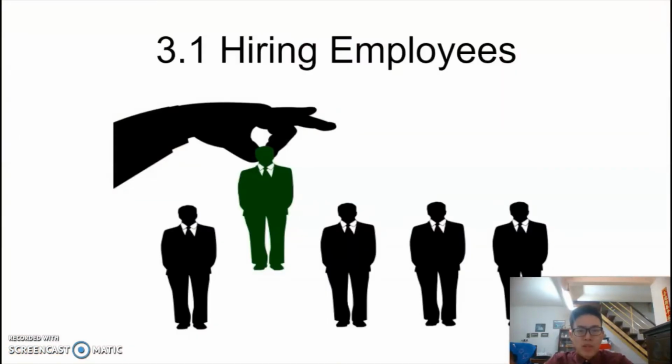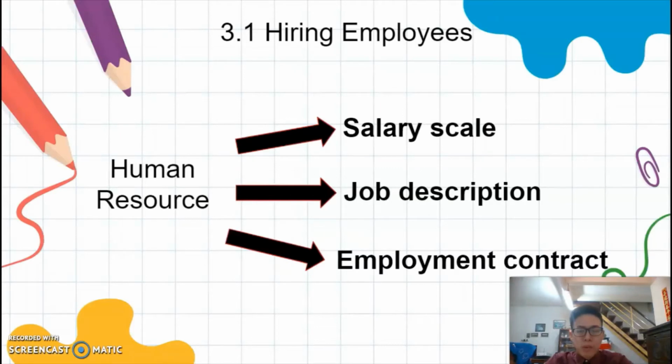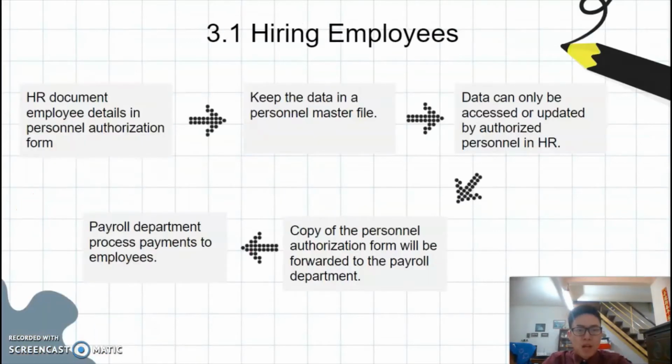So we move to the first part, which is hiring employees. In hiring employees, human resource will manage the salary scale of the employee, the job description, and the employment contract as well. Human resource will need to document employee details in a personnel authorization form. After that, they need to keep the data in a personnel master file, which can only be accessed or updated by authorized personnel in human resource to ensure the security of the data. A copy of the personnel authorization form will then be forwarded to the payroll department, and the payroll department will process payments to employees.